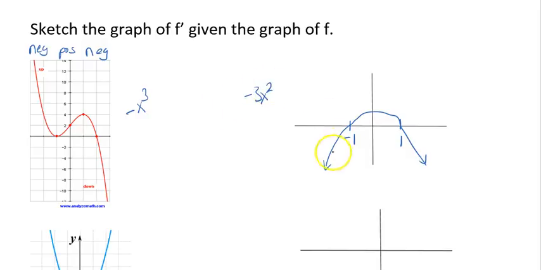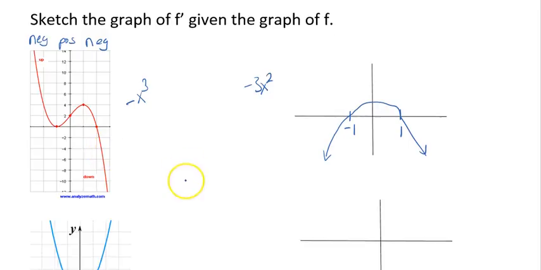Negative 3x squared. Is this a negative x squared graph? So that makes sense, right? Okay, that relationship between the original and the derivative is still holding algebraically and graphically. Alright, let's move on to another one.